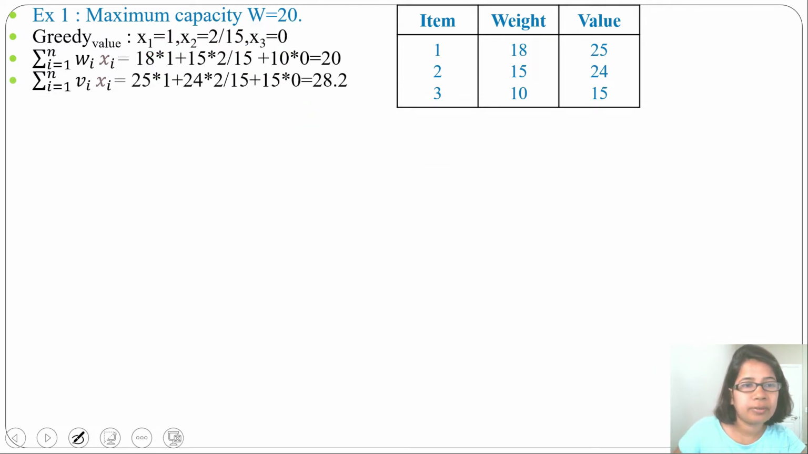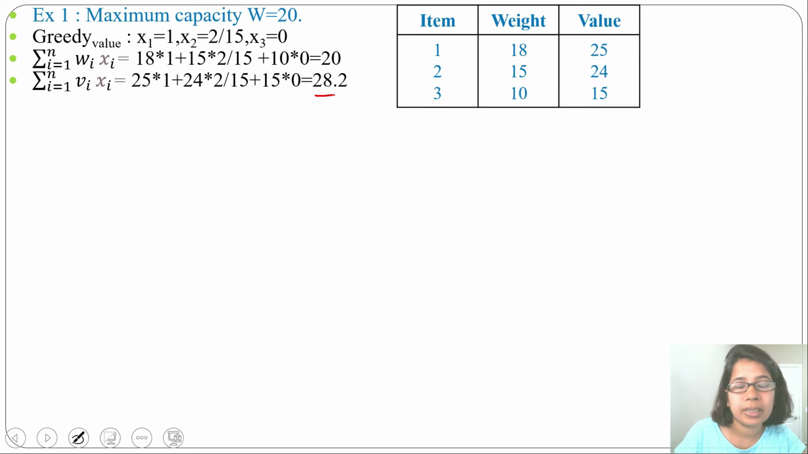Next we'll check total value. Sum of i equals 1 to n vi xi. Value of 1 is 25 and xi is 1. We're choosing whole. Then value of 2 is 24 multiplication 2 divide 15 plus 15 multiplication 0. So 25 plus 24 multiplication 2 divide 15 equals 28.2. This is greedy about value by using fractional.